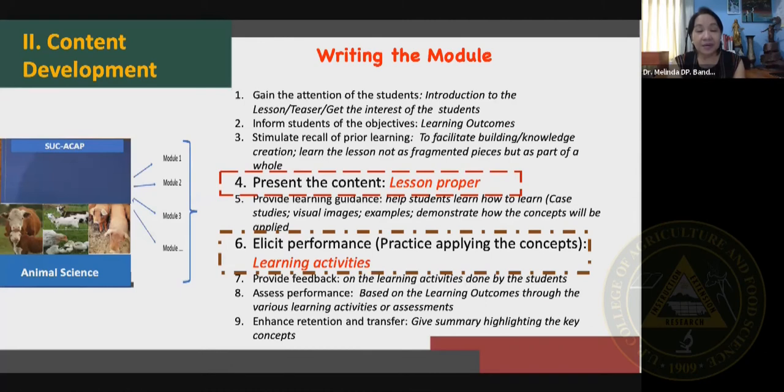And of course, another one is the development or developing the learning activity. So for the next slides, for the next part of the discussion, I will be focusing on these two aspects. So are there questions at this point? Before I go to the preparation of the content or the lesson proper?